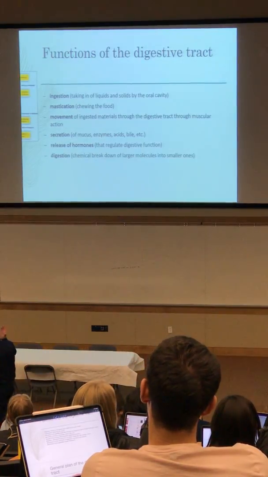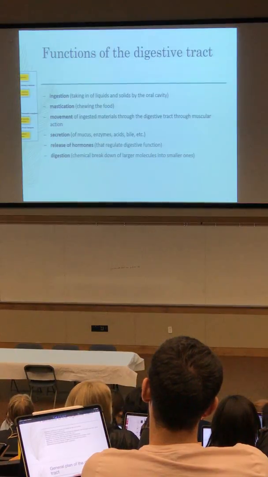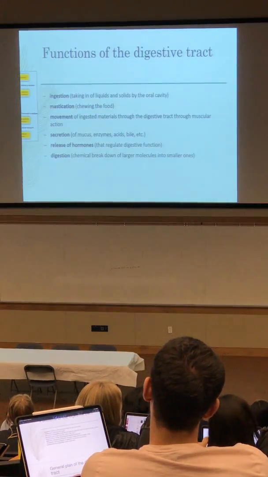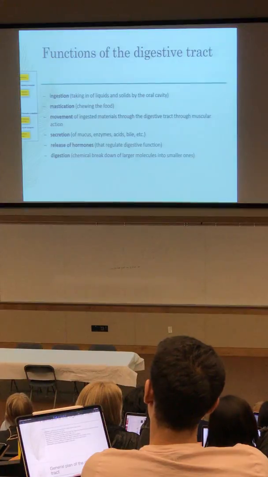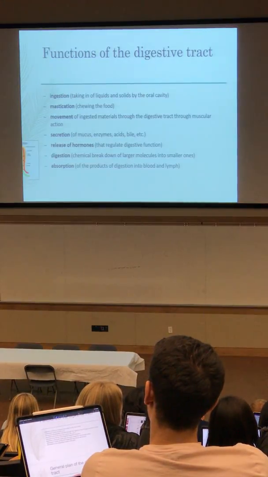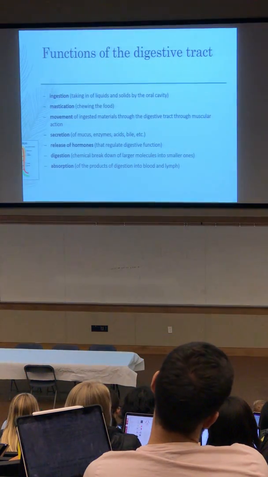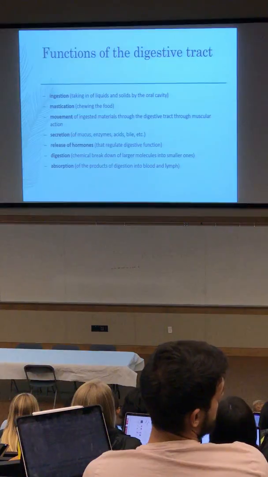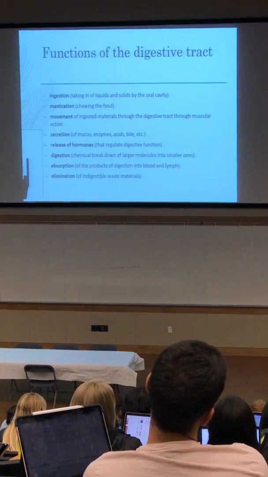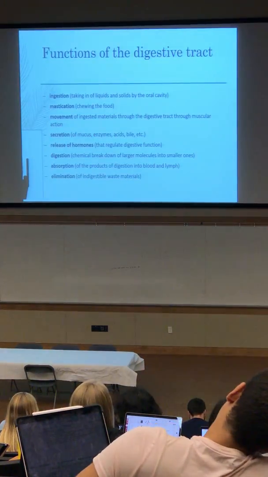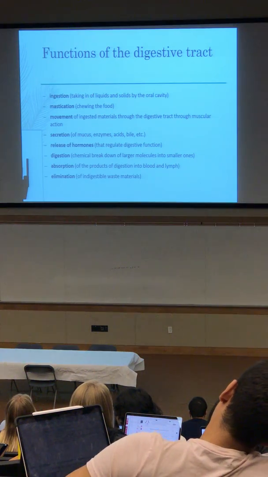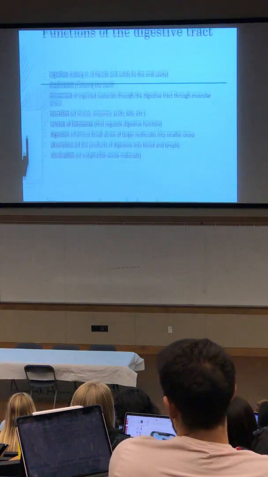We have the actual digestion process, which is the chemical breakdown under the influence of acids and enzymes and so forth into smaller molecules. And then the digested material has to be absorbed into the bloodstream, carried to the different tissues and organs of the body. And finally, we have elimination of the undigestible material. And we all know how that happens. All right, there we go.